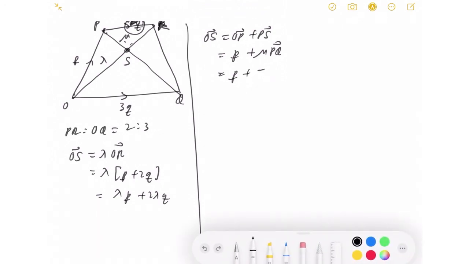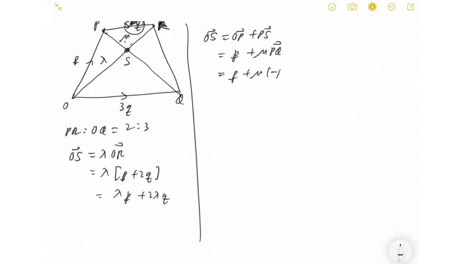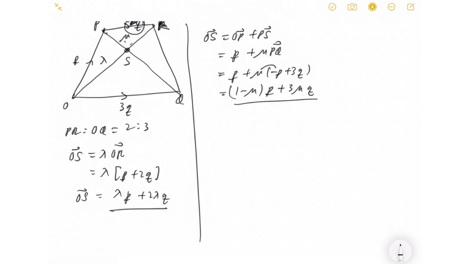In this case, PQ should be minus P plus 3Q. Okay, let me put a mu first. Put the mu first, mu times minus P plus 3Q. So when you put it together, this is 1 minus mu. The negative times in, so it's minus mu. Put together, factorize the P, and 3 mu Q. So notice you have two versions of OS. The first version in terms of lambda, the second version in terms of mu.